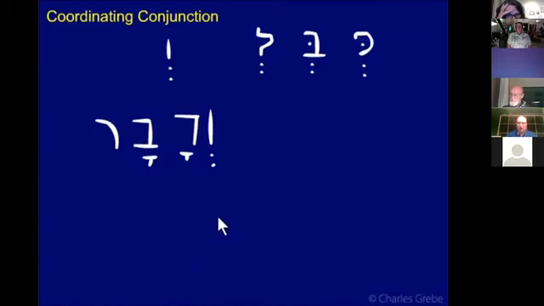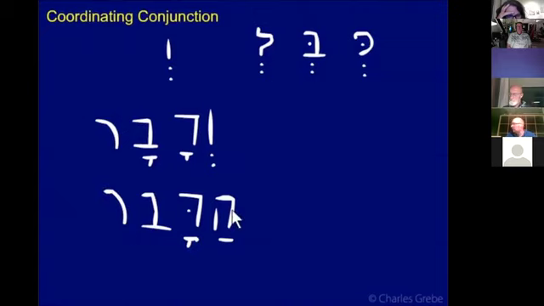It's a little different, though, if there is an article there. If you had a hey there, so let's put hadavar. If we added an inseparable preposition to that, we would exchange the hey with one of these consonants, right? If we add the coordinating conjunction, we just add it straight on, v. It does not replace the hey. So in that way it's different.